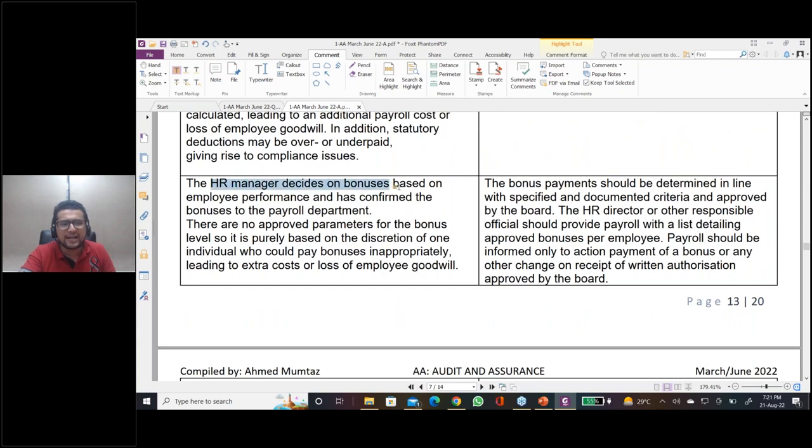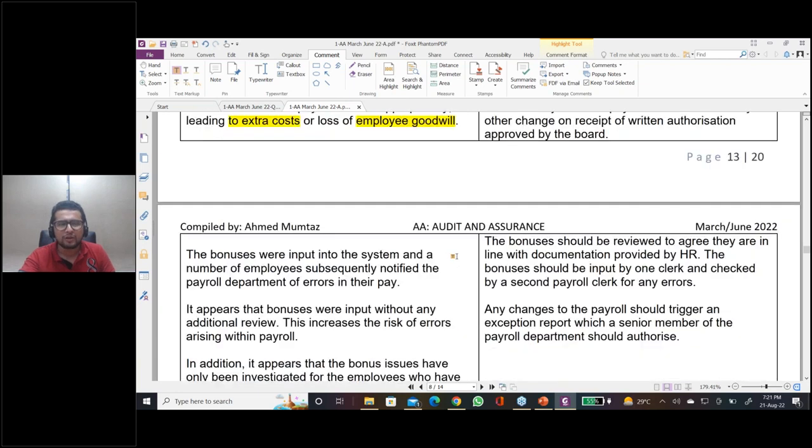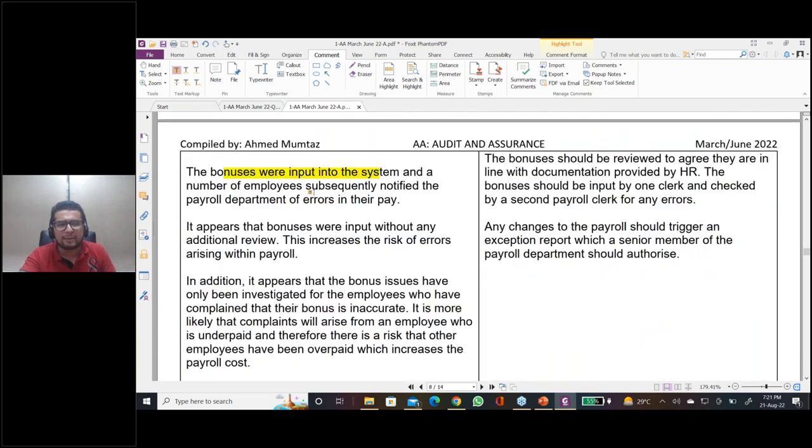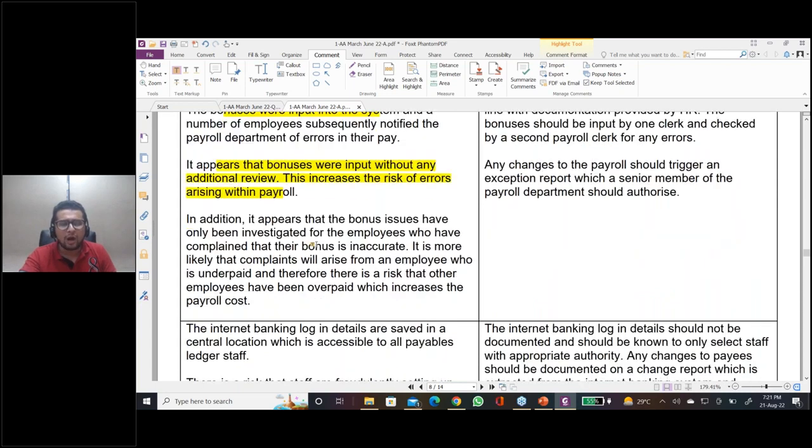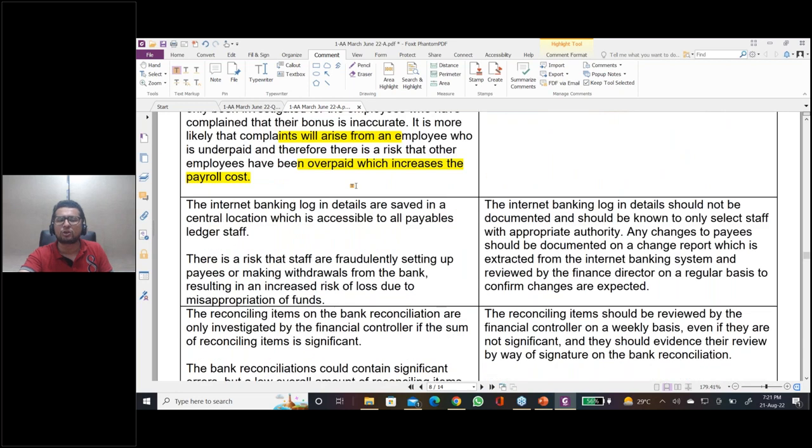So the HR decides on the bonuses based on employee performance. This is not a good parameter. This could lead to extra cost. This could lead to employee goodwill depending upon the situation. The bonus were input into the system and apparently there seems to be few errors. Now those employees are going to raise concerns who have not received the bonus. Those who are overpaid will not say anything. Those who are underpaid, only those will complain. So in any case, it's not good for the company.